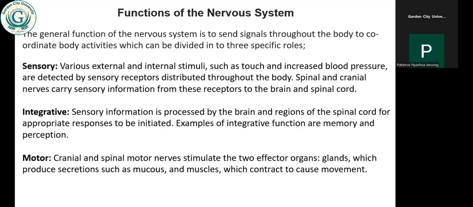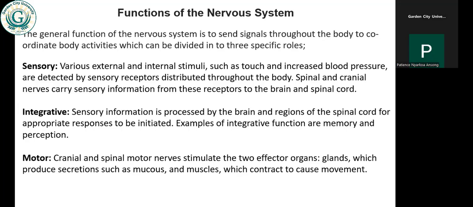These receptors are sensory nerve endings that would sense the change. And then through the sensory nerves, a signal is sent to the spinal cord and the brain for coordination. So the first function of the nervous system is to sense change and also transmit signals through the sensory division to the brain for coordination.